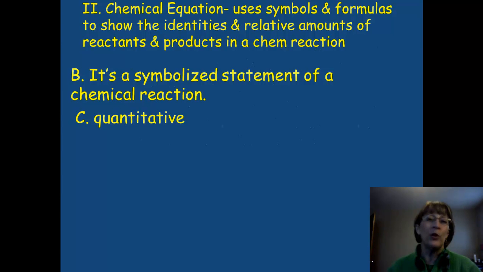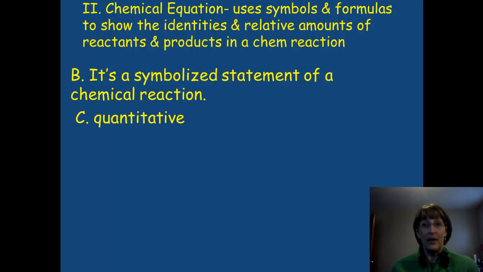Alright, Roman numeral number 2, find that on your notes. Chemical equation. Now that chemical equation uses symbols and formulas to show the IDs and relative amounts of the reactants and products in a chemical reaction. So we're still on Roman numeral number 2, and we left off on capital letter B. That chemical equation, it's a symbolized statement of the chemical reaction. It's just a nice shorthand way to write out the chemical reaction and what's going on.